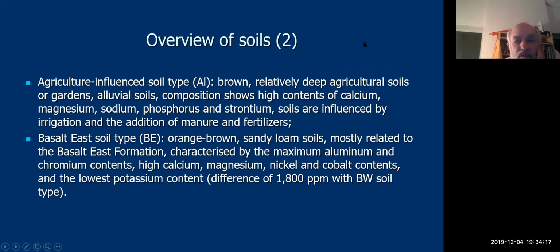Then we've got the agriculture influenced soil type. And I'm sorry, I don't really know where on the map these are. Relatively deep ag soils or gardens, alluvial soils, which means the material was carried by water and deposited. And then there's a lot of calcium and other elements that were influenced by the use of fertilizers and manures. Maybe all.